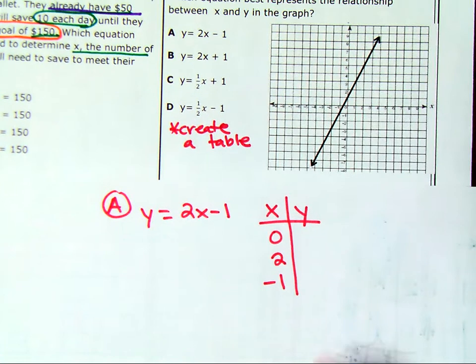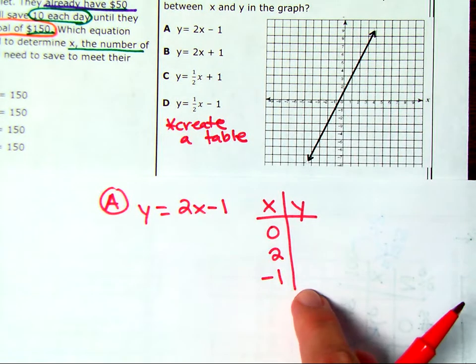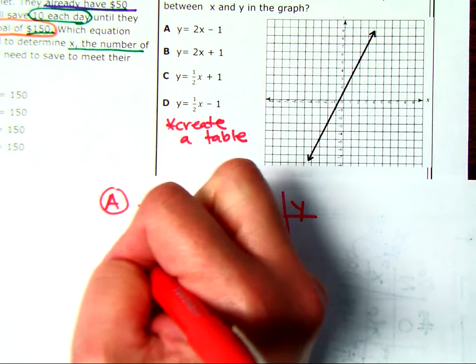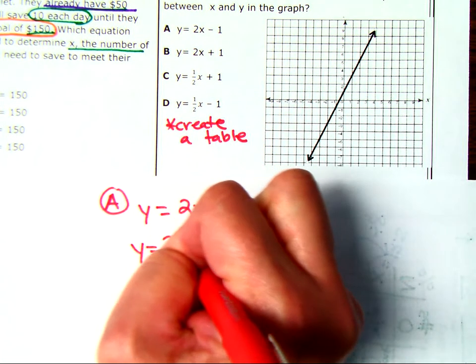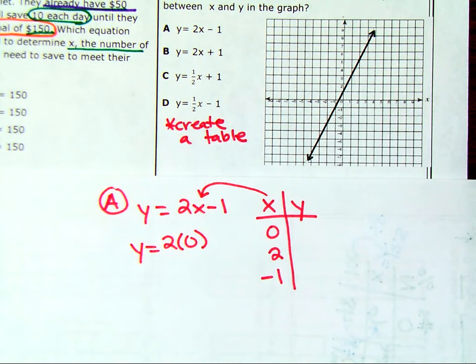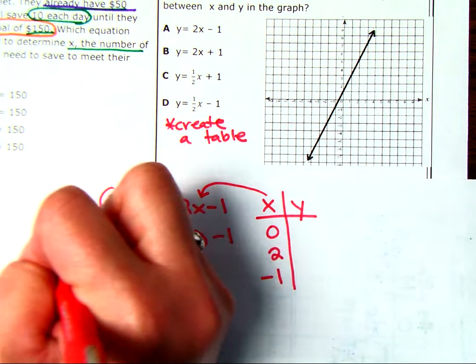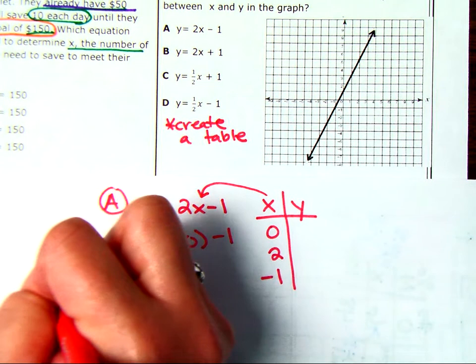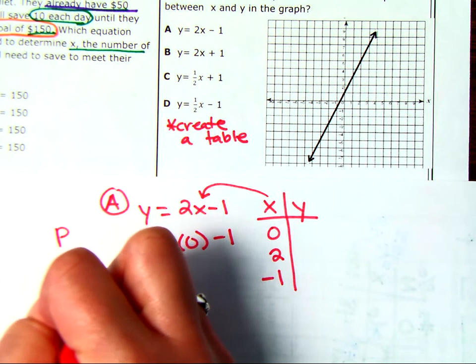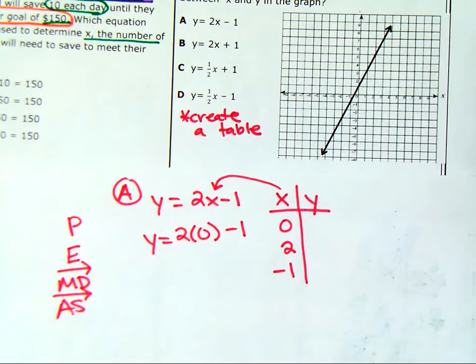So in order for this linear relationship to match the equation, they have to be true for the points that we check. All right, so let's substitute in. When x is 0, we're just taking these x values and substituting them in where we see x in our equation. Then we follow order of operations: parentheses or grouping symbols first, then exponents, then multiply and divide from left to right, then add and subtract from left to right.